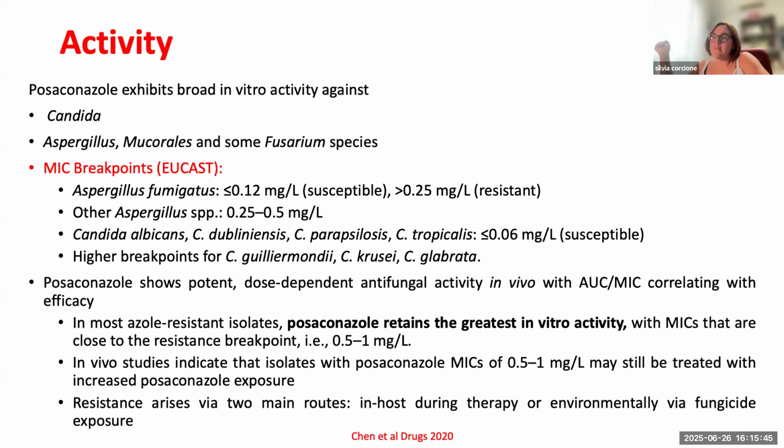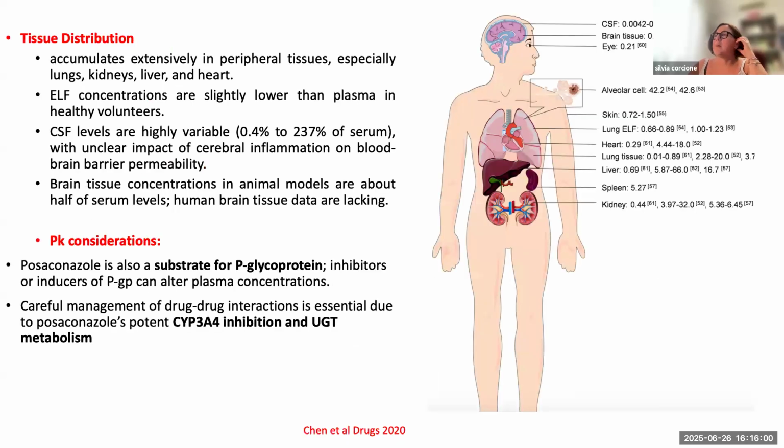There are two main routes of resistance regarding azoles, which are possibly induced by therapy or by environmental exposure. Regarding tissue distribution, posaconazole has a good distribution in several tissues, especially lung, kidney, liver, and heart. Also in the epithelial lining fluid, so in the lung, concentrations are good, despite being slightly lower than in plasma.